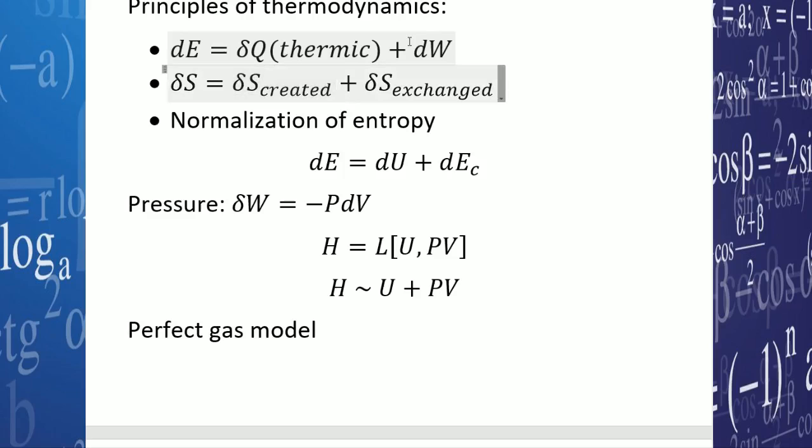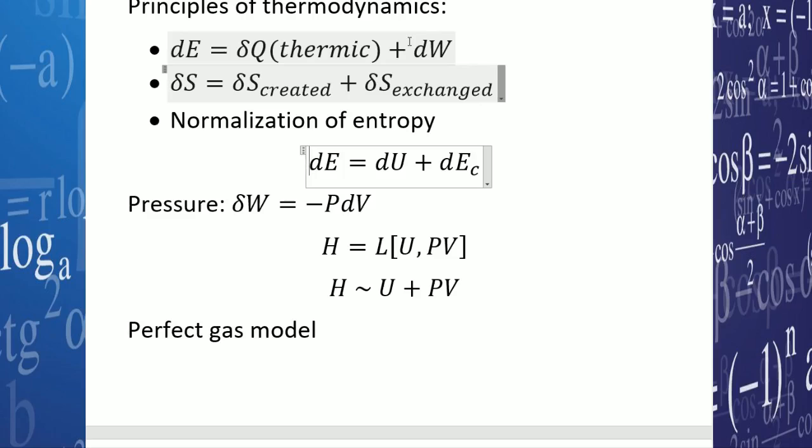It's too hard. And the third one is the normalization of entropy, which states that in some cases S equals 0. It's not a fundamental truth of reality, but it's used to do some calculus, and it's useful.